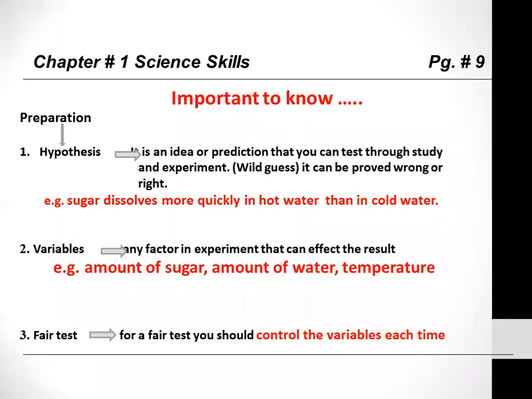Variables are any factors in experiments that can affect the results, that you can change, and with the help of those factors, your experimental values are also changed. So that is what is so-called variables.